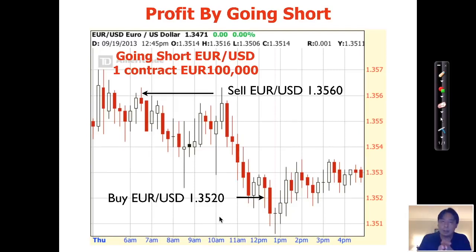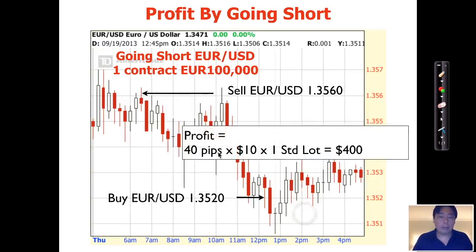Notice in the forex markets there are two ways to make money. One way is buy low, sell high, which is what we did in the previous example. The other way is to sell high and buy low. It's the same thing, just going the opposite direction. You make the same profits. In this case, we sell at 3560, we buy at 3520, and we made 40 pips, the difference between 3560 minus 3520. Each pip is $10. We bought one lot, that's $400. So same thing.